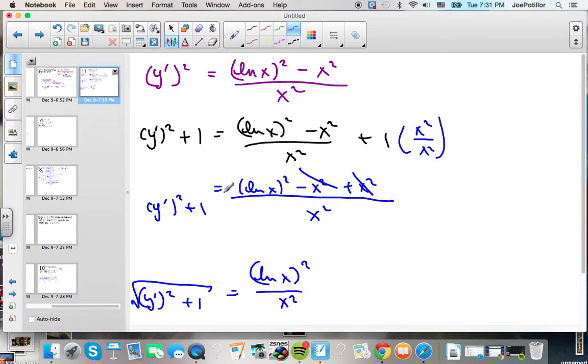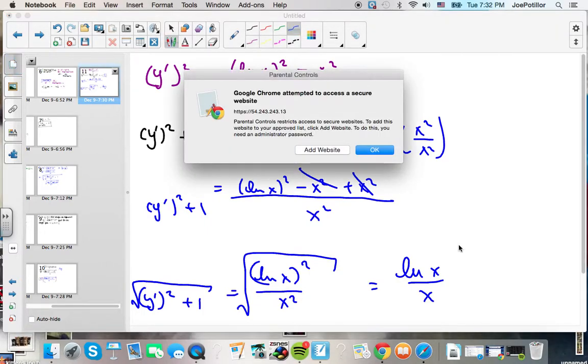Now, taking the square root of this expression, we end up with ln of x over x. So we'll take that and plug that back in to our equation.